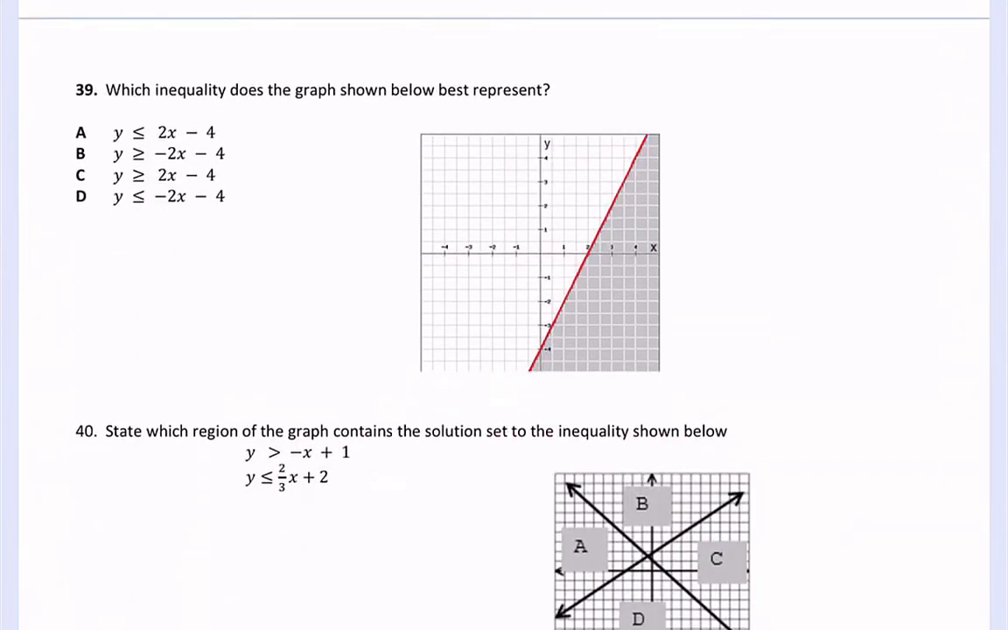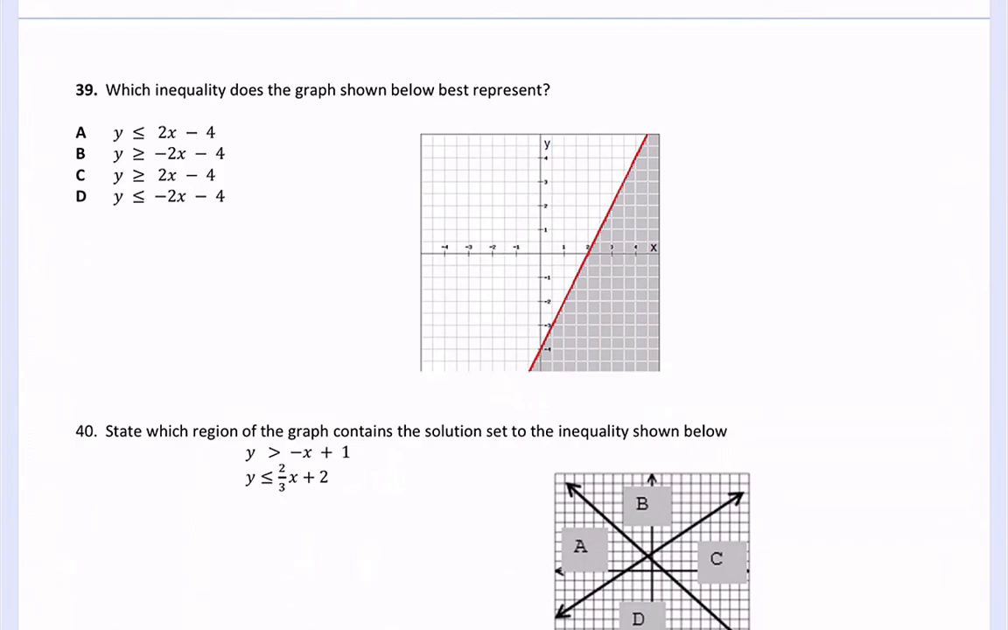All right, this is another graph problem. It says, which inequality does the graph shown below best represent? So right here, notice all of my inequalities. So we could just graph one of these at a time. But let's think about the math in it. Because you know how to graph, you can do that if you wanted to. But let's actually think this one through.